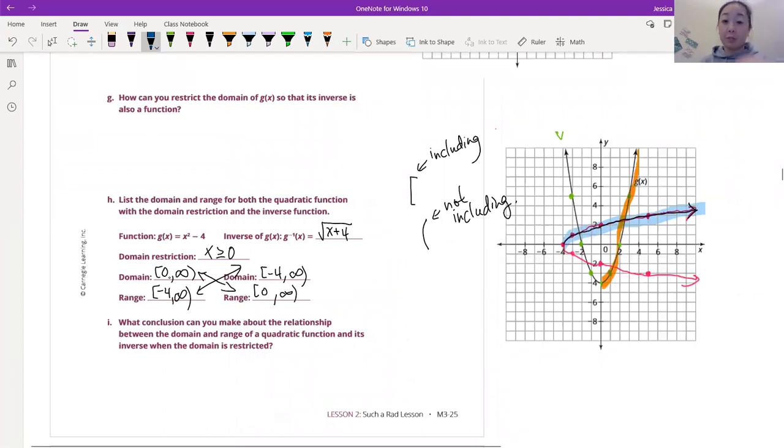Well, now the domain has been restricted, so it's no longer all real numbers. Now it can only be from 0 to infinity. And then the range is still the same, because we did not change that part. The lowest part is still at -4, so it's from -4 on up. So again, the only thing that changed was the domain, which would in turn change the range for the inverse, right? Because they're related.